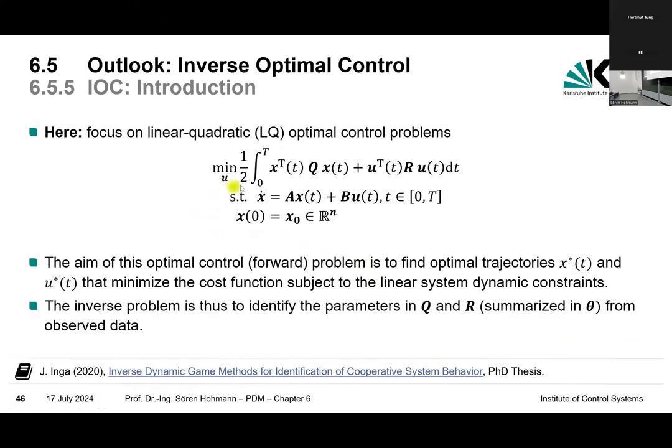Well, let's do it for a simple problem. Suppose we focus on the linear quadratic problem. Given is the following optimal control problem, and we are interested in Q and R. So the forward problem is: given A and B, solve this. And now we have the inverse problem: given X and U, what is Q and R?